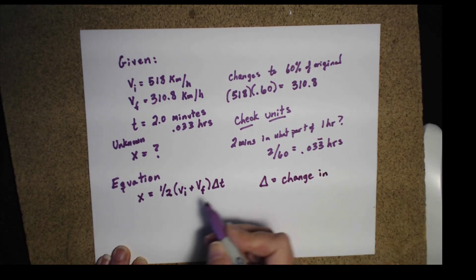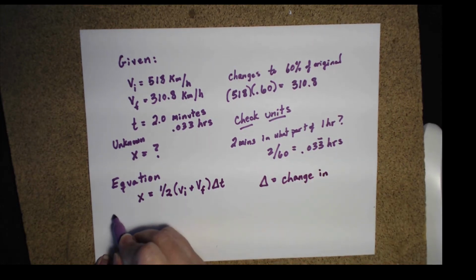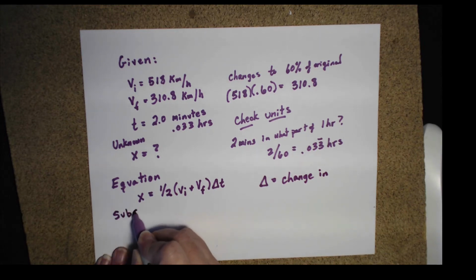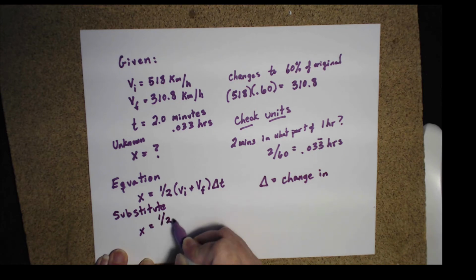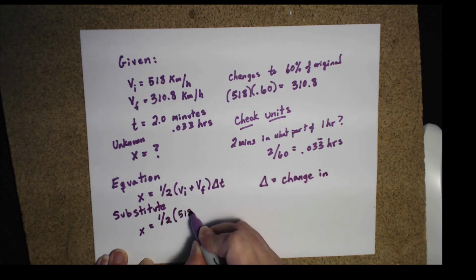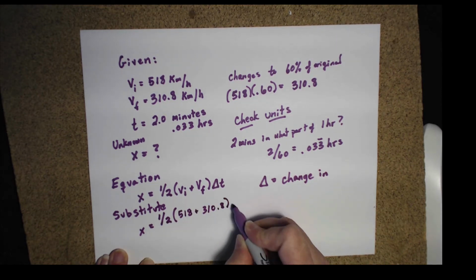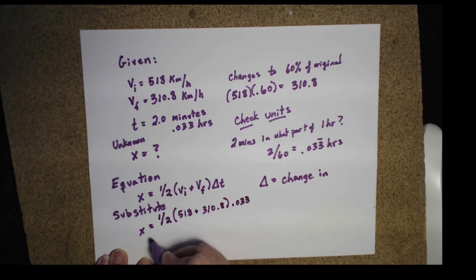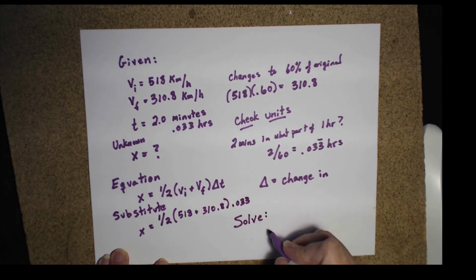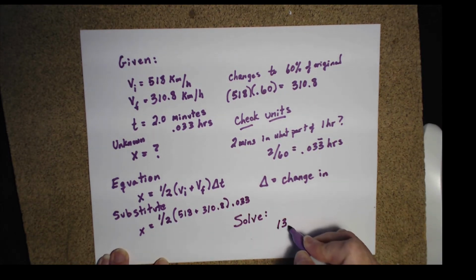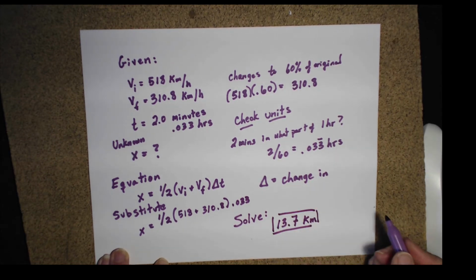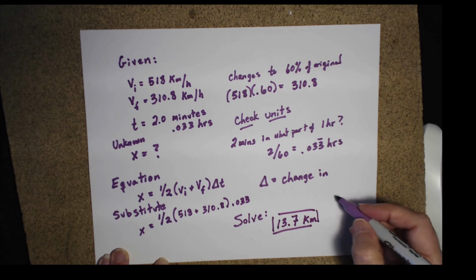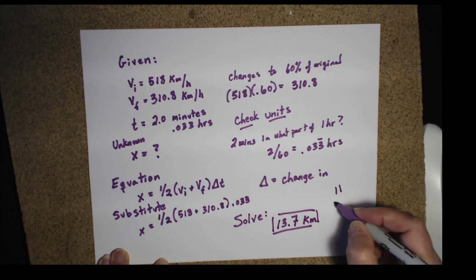We substitute our values. This is the first S in GUESS. Then we solve our problem, and we find that this distance was 13.7 kilometers. Note that our distance will be in the same units as the distance represented in our given section.